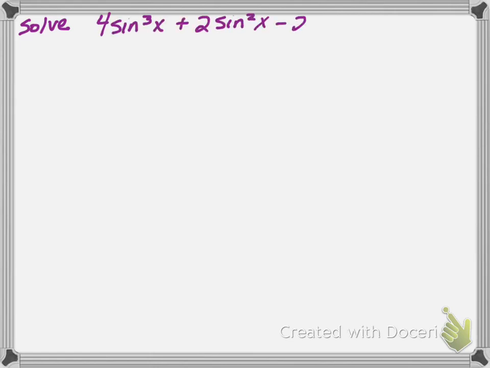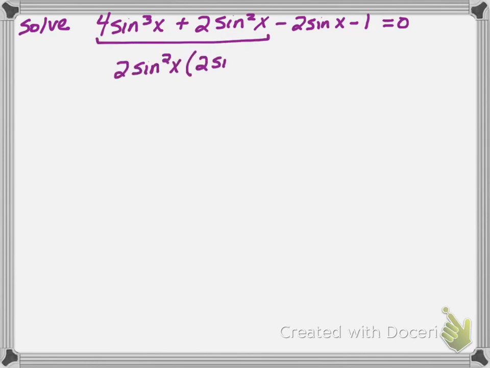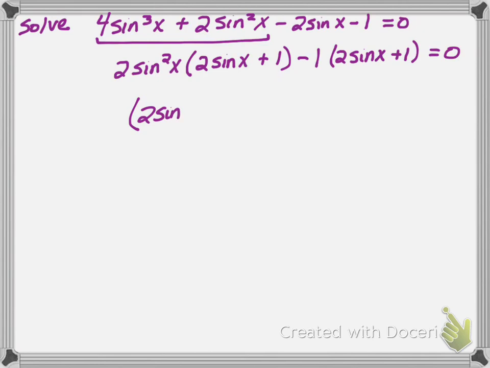And let's do another last example together. 4 sine cubed of x plus 2 sine squared of x minus 2 sine of x minus 1. Grouping the first 2 terms together, they have a 2 sine squared in common, and what's left over is 2 sine of x plus 1. And then the last 2 terms have a negative 1 in common, and again, we've got in the parentheses 2 sine of x plus 1. Factoring that out, we get 2 sine of x plus 1 times 2 sine squared of x minus 1 equals 0.